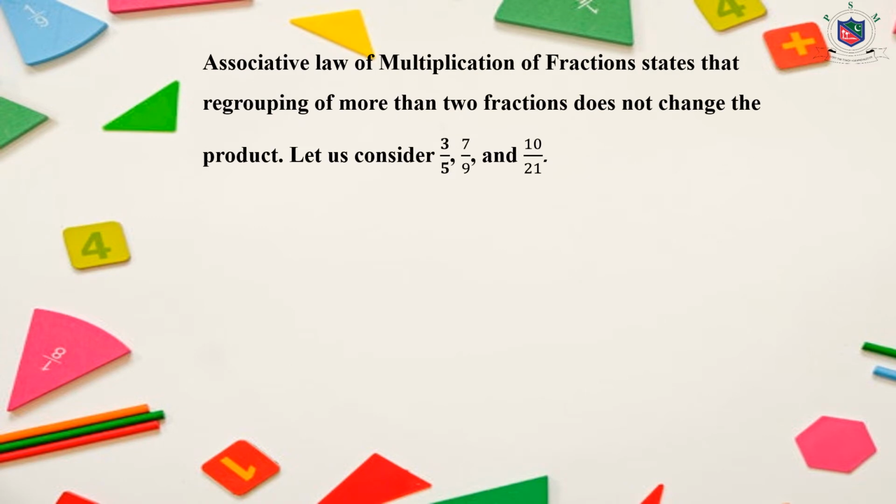Associative law of multiplication of fractions states that regrouping of more than two fractions does not change the product. Let us consider three fractions here: 3 upon 5, 7 upon 9 and 10 upon 21. So, my dear students, regrouping means that we can regroup the fractions in this way.